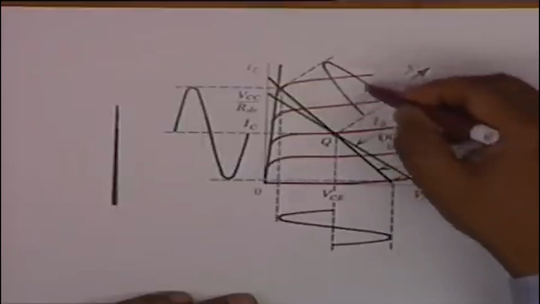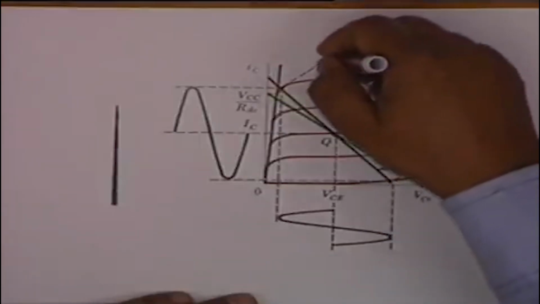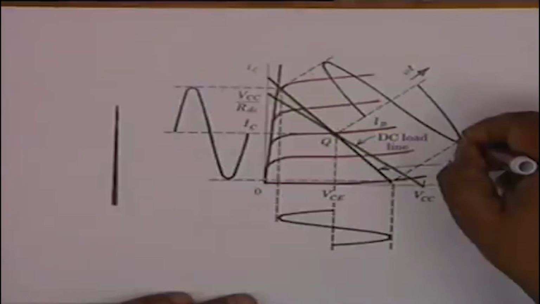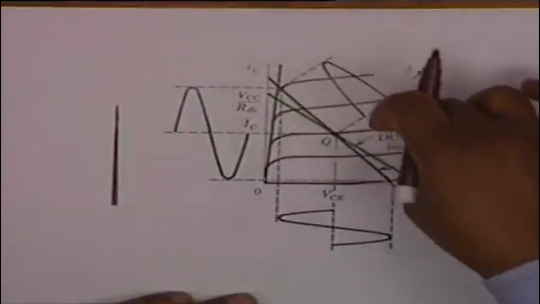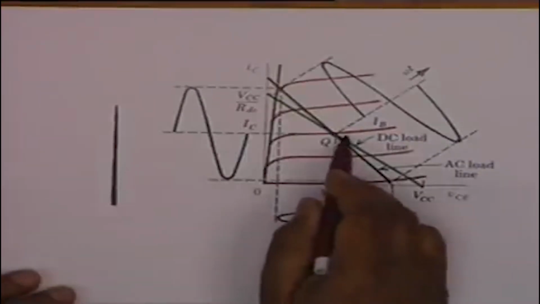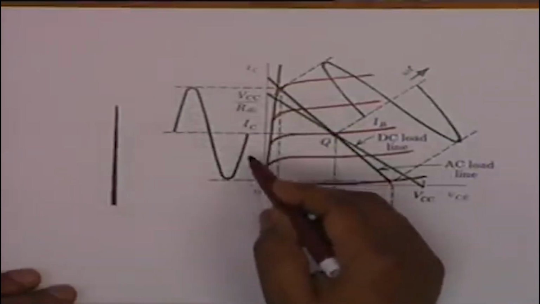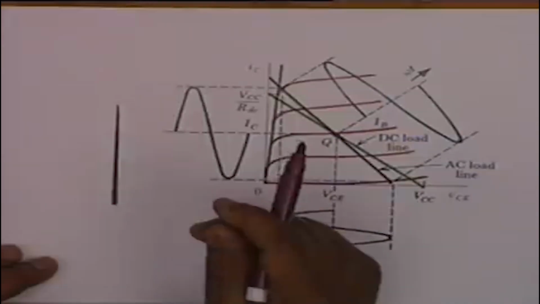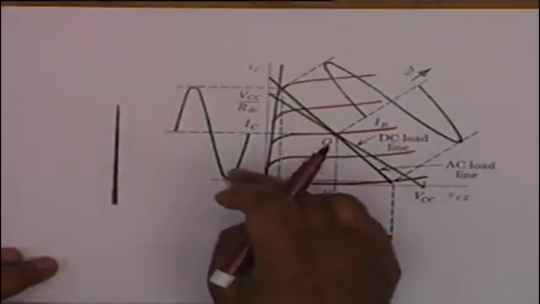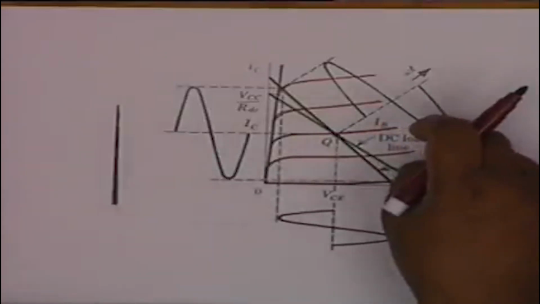This is the base current sinusoid. The zero current is here, zero signal current, maximum signal current is here, minimum signal current is here. So the base goes through a complete fluctuation, complete cycle. The collector current similarly goes through one complete cycle. The collector current, as I had indicated on an earlier occasion, is in phase with the base current. When the base current is maximum, the collector current is also maximum.